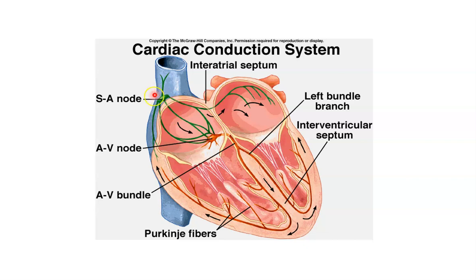Okay. So it goes SA node, out to the atrium, to the AV node, the AV bundle, branches into the left and right bundle branch. Those branch even more into what are called Purkinje fibers, spreading the impulse throughout the heart.